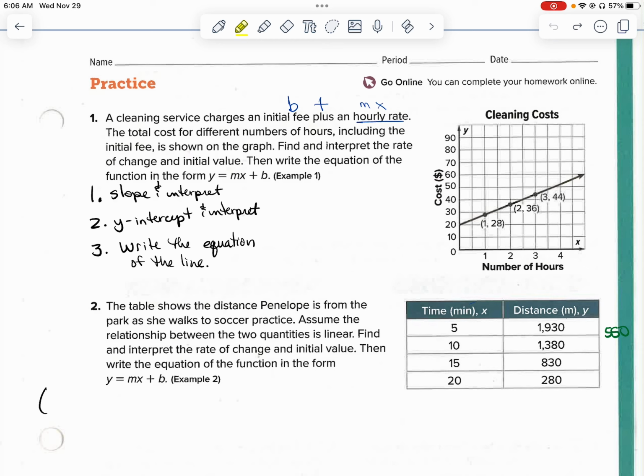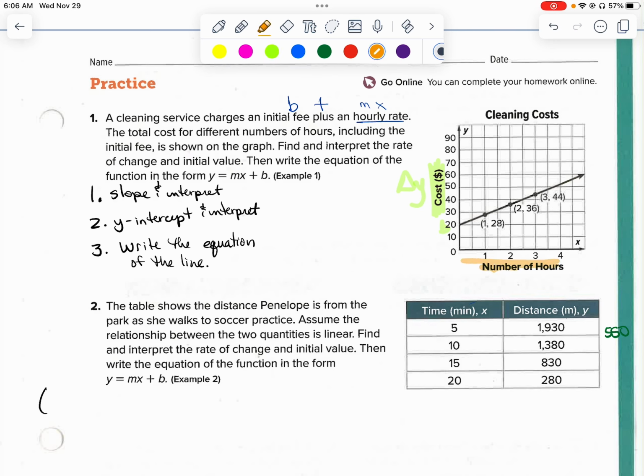The total cost for the different numbers of hours, including the initial fee, is shown in the graph. So over here on the graph, we have the cost. This is the change in y right here, and our b value is down here. Then this is our change in x.